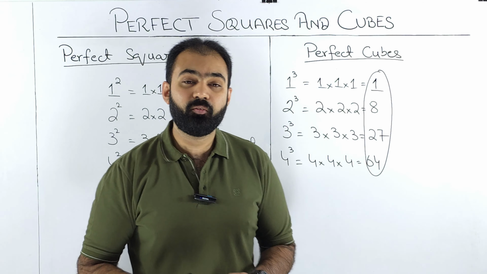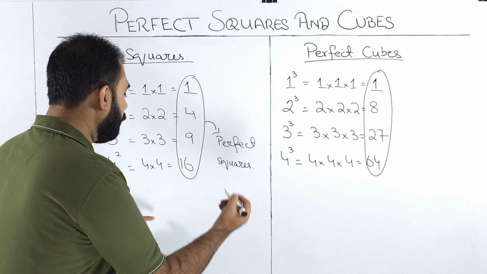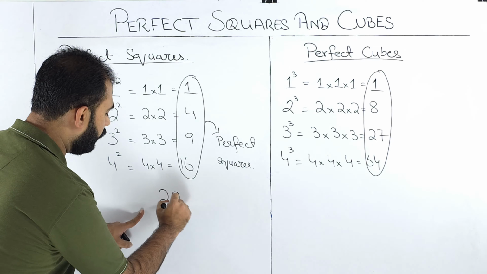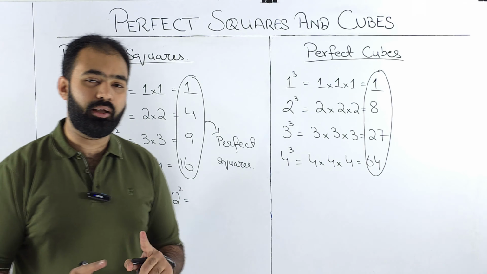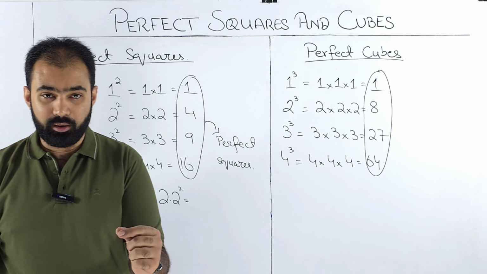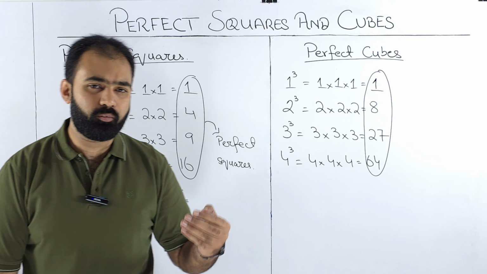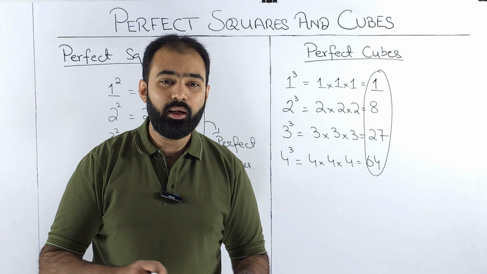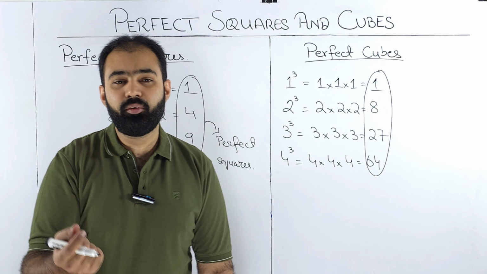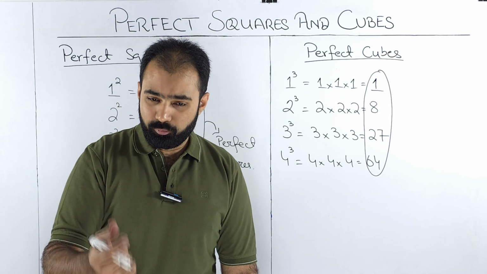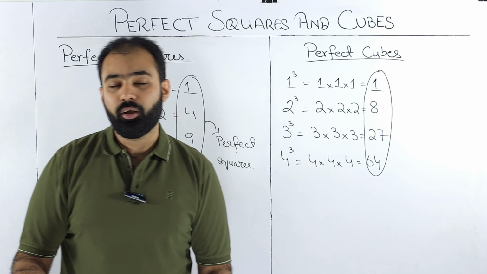are called perfect cubes. Now, assume अगर मेरे पास कोई एक नंबर है 2.2 स्क्वायर, इसका जो आंसर आएगा that is not going to be called as a perfect square. परफेक्ट स्क्वायर के लिए the term should be a whole number 1 2 3 4 5 6 7 8 9 10 and so on. जब भी हम whole number का square लें उसको हम perfect square कहेंगे. Whenever we take a cube of a whole number we call it perfect cube. I hope this is clear.